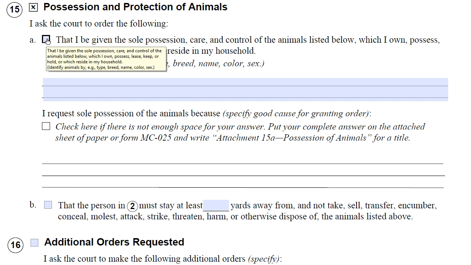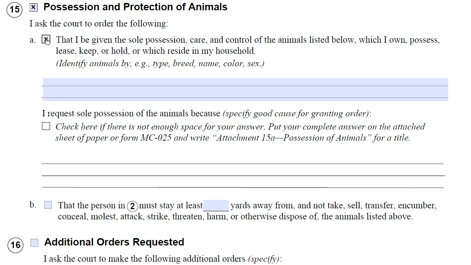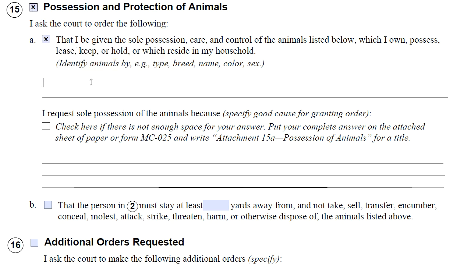So this one applies also in a situation where maybe you're asking for a restraining order against a roommate, or against somebody who's been boarding your animals, and they're threatening your animals or threatening you because of your animals. You can mark the box there and identify the animals. So maybe you have a fluffy poodle named Ruff. Be specific enough that somebody who didn't know your dog would still be able to read this and figure out, okay, this is the dog that's in the restraining order.